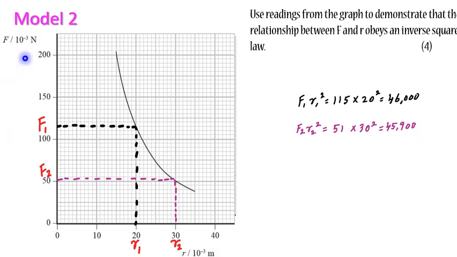It's not a must to use the multiplying factors given on both axes for this question. It is not a must. You can use it or you can simply ignore it. Here F1 r1 square and F2 r2 square, both values are approximately equal, which shows that this graph is obeying an inverse square relationship.